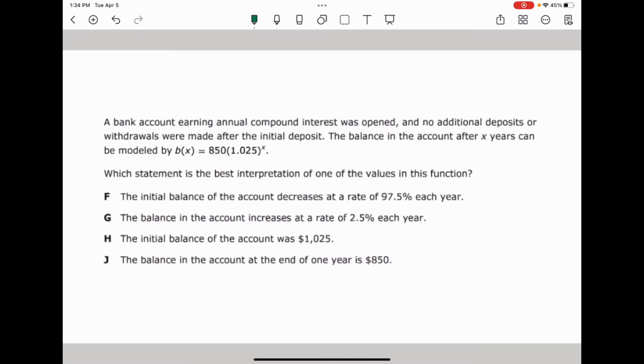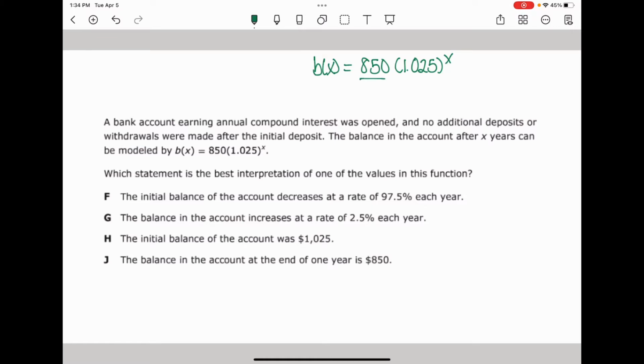So let's look at this first problem. It says a bank account earning annual compound interest was opened, and no additional deposits or withdrawals are made after the initial deposit. The balance in the account after X years can be modeled by B of X equals 850 times 1.025 to the X. So what is the best interpretation of the values in this function? So let's look at this. So this is B of X equals 850 times 1.025 to the X.